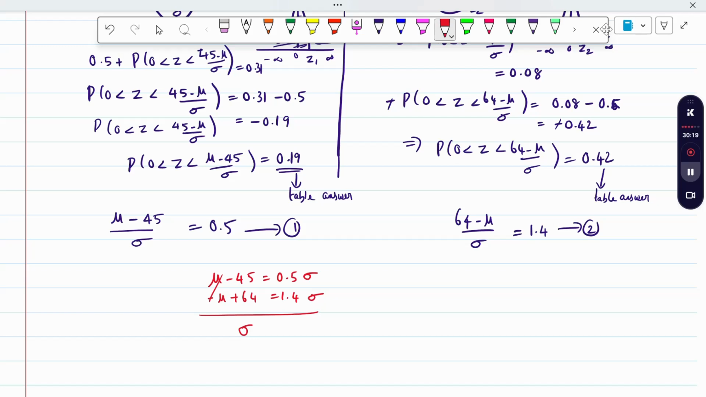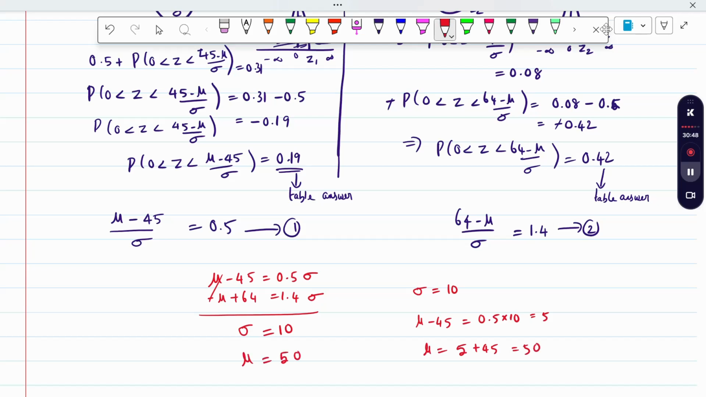So sigma, 19 divided by 1.9, so sigma I'm getting to be 10. Substitute sigma equal to 10 in any one equation, will be getting mu. So mu minus 45 equal to 0.5 into 10. So 5, mu, when I add it, 5 plus 45, so 50. So mu equal to 50. Mu I am getting to be 50.